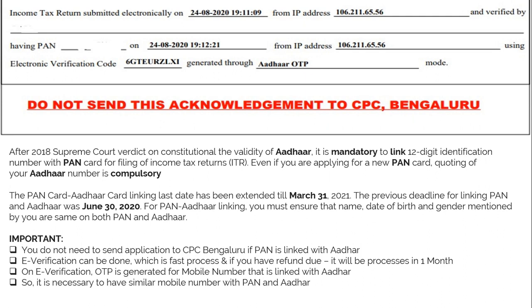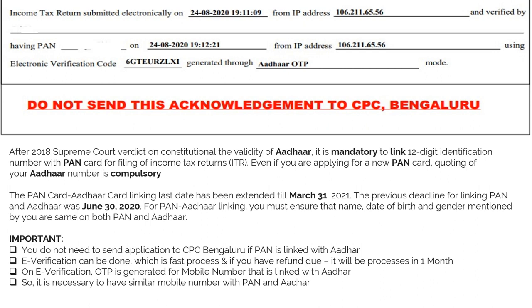It is compulsory. The PAN card and Aadhaar card linking last date has been extended till March 31, 2021. The previous deadline for linking PAN and Aadhaar was June 30, 2020. For PAN Aadhaar linking, you must ensure that the name, date of birth and gender mentioned by you are the same on both PAN and Aadhaar. So this is the basic, and now what is important? You do not need to send the application to CPC Bengaluru if PAN is linked with Aadhaar.